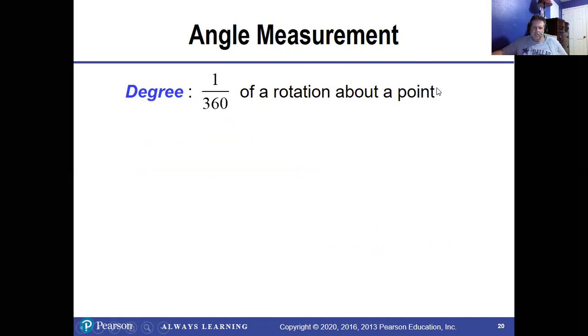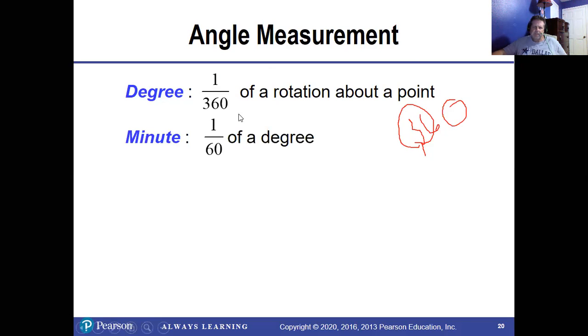All right. The degree of an angle. The degree is 1/360th of the rotation about a point. Remember that if I go all the way around in a circle, that is 360 degrees. I can't write in this thing, not with a mouse. So out of 360 degrees, we get degrees out of that circle.